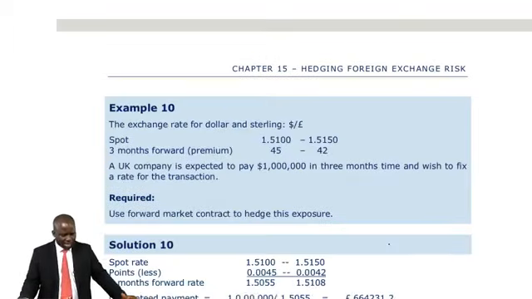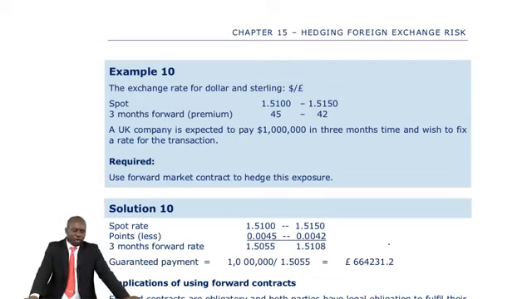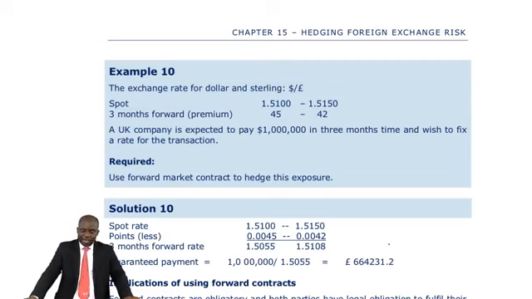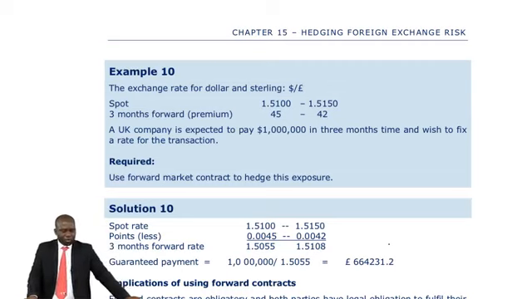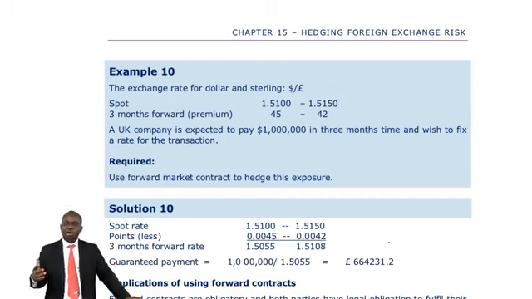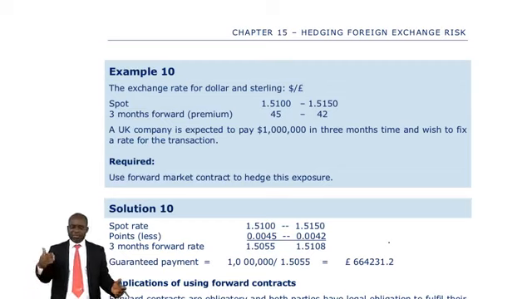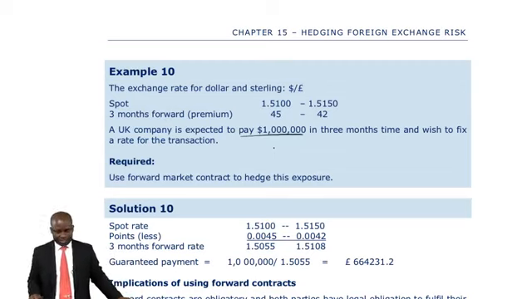Now let's look at the next example. The exchange rate for dollar and sterling: spot, 3-month forward. A UK company is expected to pay 1 million in 3 months' time and wishes to fix a rate for the transaction. Required: use a forward market contract to hedge this exposure. What am I supposed to do? I have to pay 1 million in 3 months' time, and as such I am worried, so I will enter into a 3-month forward contract.